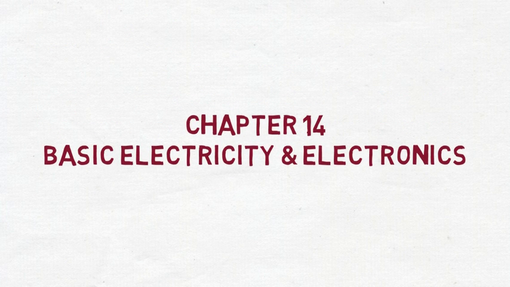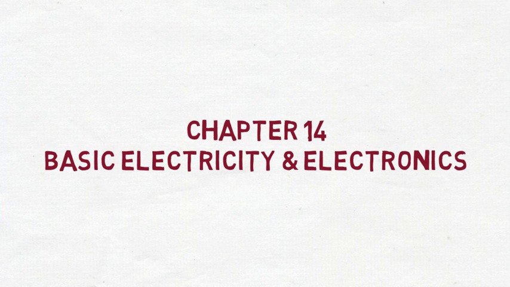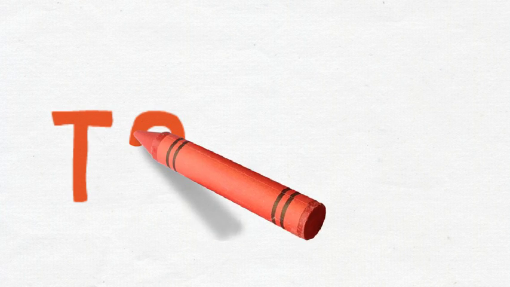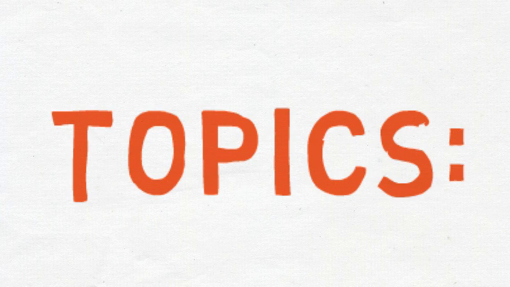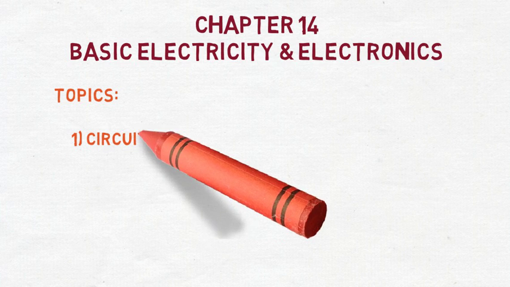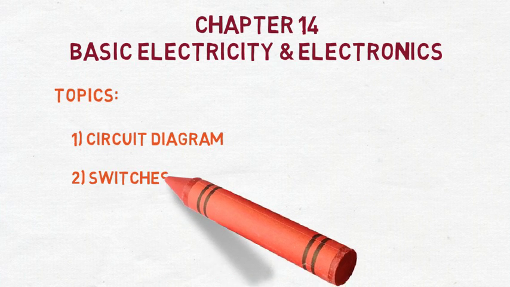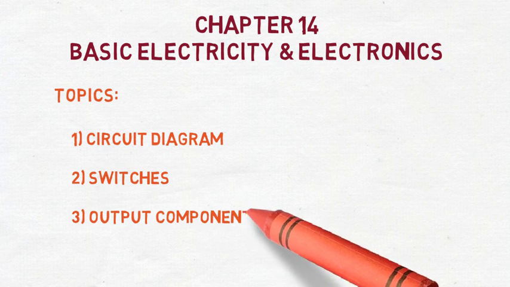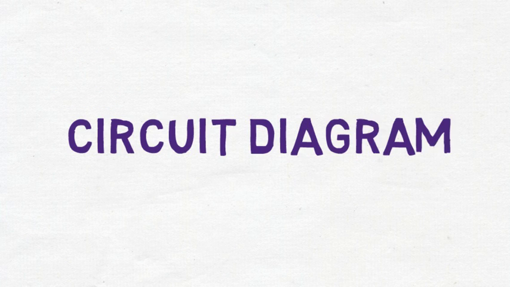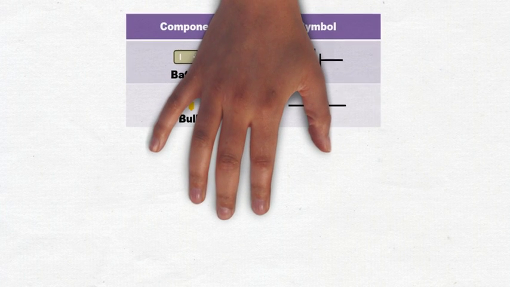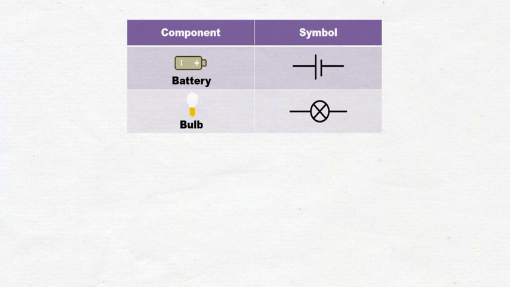Chapter 14 Basic Electricity and Electronics. Circuit diagram. Parts of a circuit. A circuit is made up of battery, bulb, and wires.